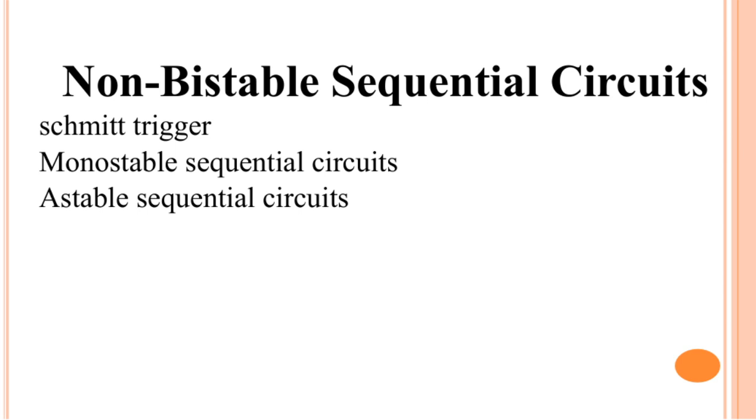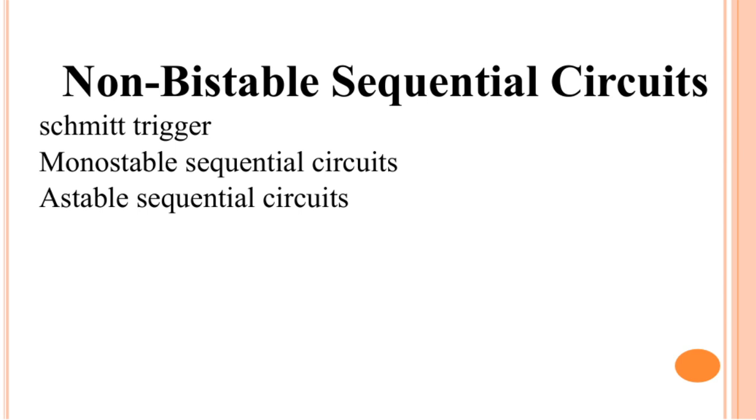It's a type of circuit that's really useful for shaping noisy or slow signals into clean digital pulses by providing hysteresis. Then, moving on to monostable sequential circuits. These are often called one-shot circuits because they generate a single output pulse in response to an input trigger. Lastly, astable sequential circuits have no stable state at all. They continuously oscillate between states, basically creating a clock or timing signal.